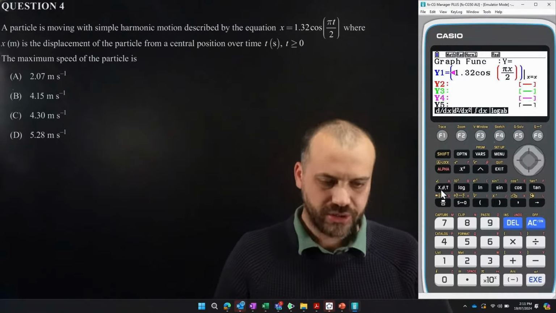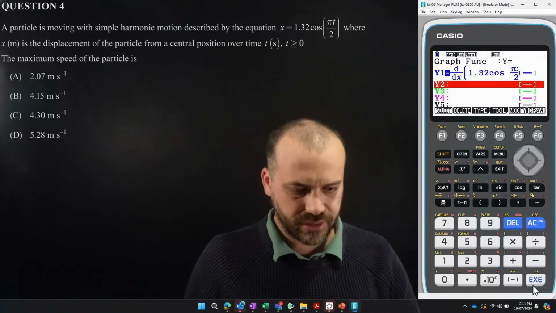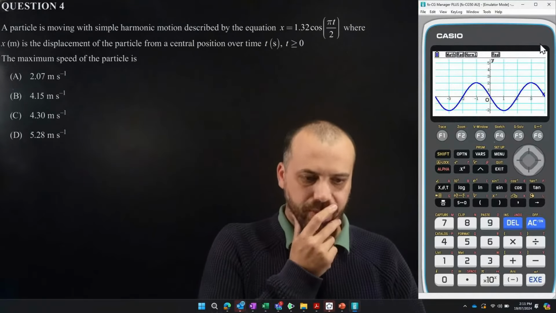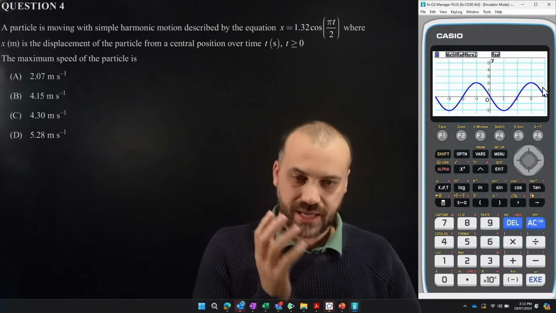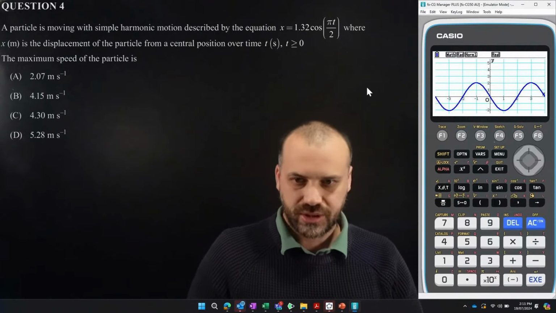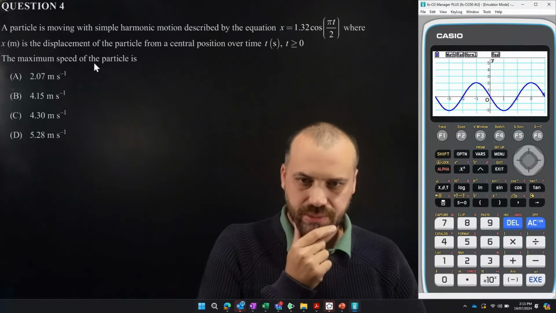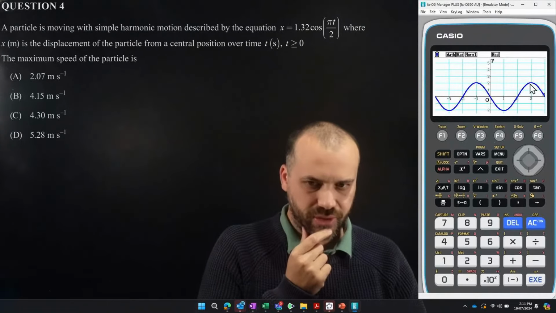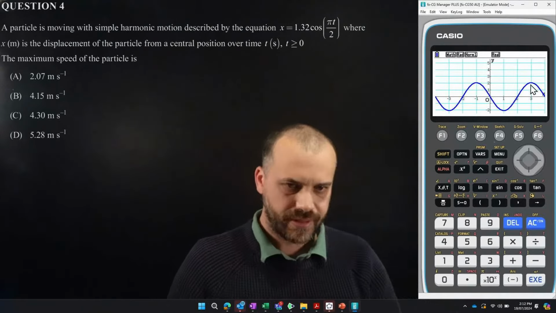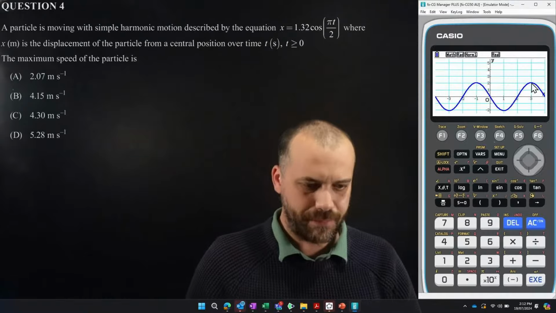Okay, so we're sketching the derivative of it. Let's sketch that, execute, and we get this. Now this is telling our velocity at any given time. So the question is, what is the maximum speed of the particle? Well, we just need to find out how high this thing is here. So just looking at it, it looks like it's about 2.